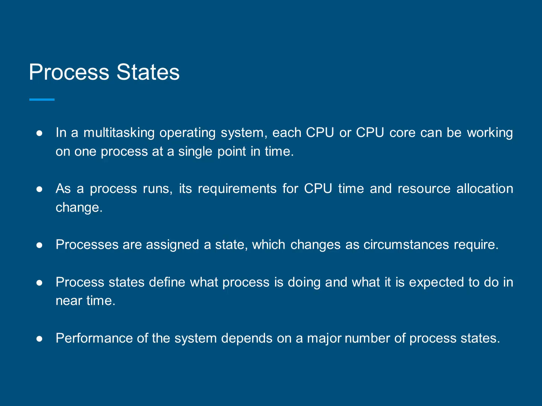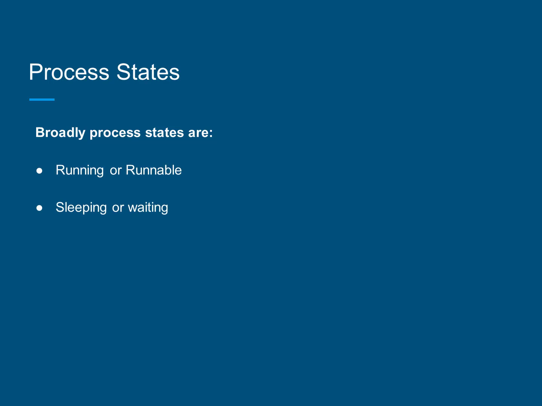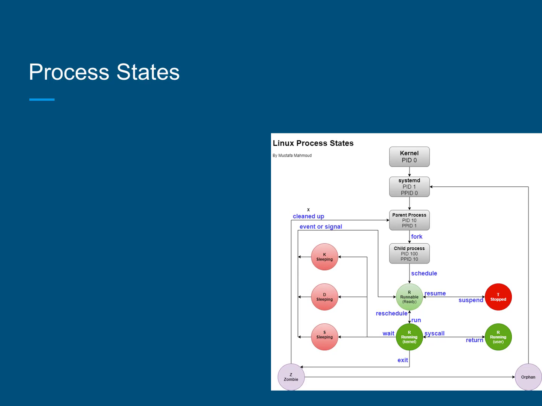Performance of the system depends on a major number of process states. From birth till death, a process has a life cycle going through several states. Broadly, process states are running or runnable, sleeping or waiting, stopped, and zombie. Let's dive into each state.